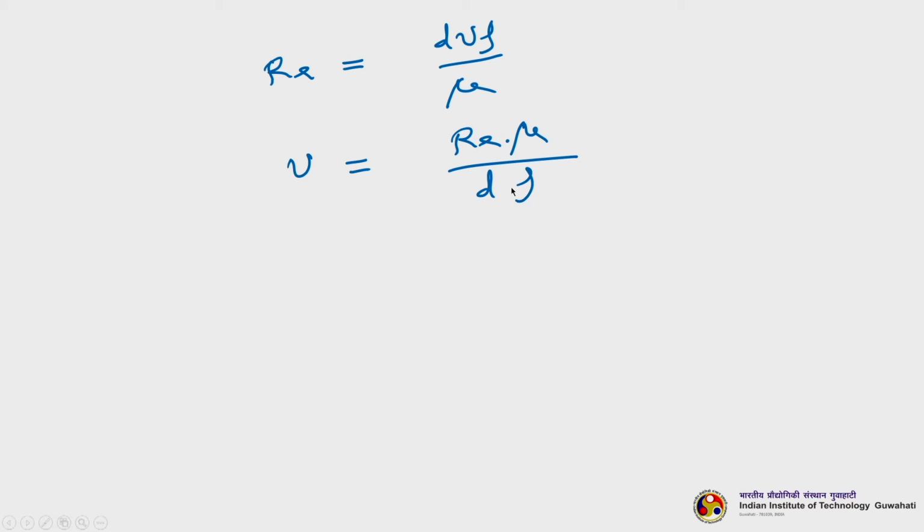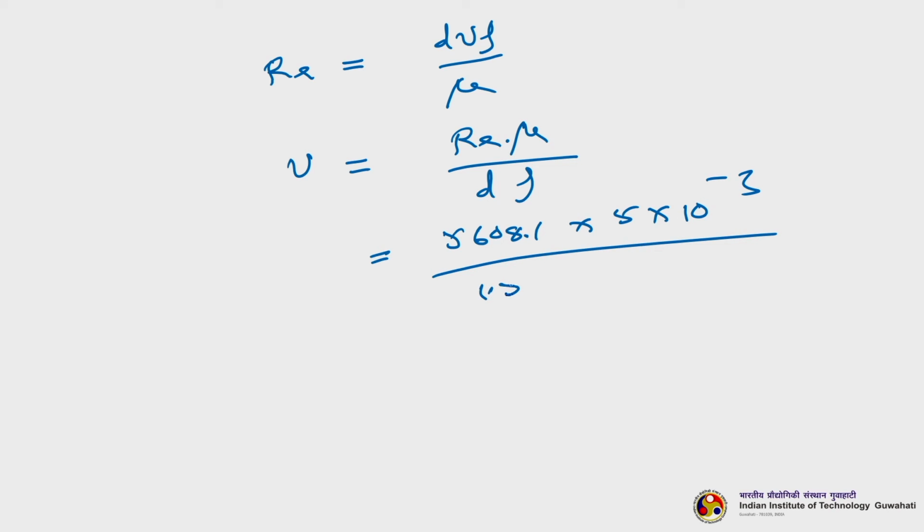Now, it is very easy to calculate the velocity. You know the Reynolds number equals dV rho by mu, or V equals Reynolds number times mu divided by D and rho, right. So, just substitute 5608.1 into viscosity, 5 into 10 to the power of minus 3, D is 1.5 into 10 to the power of minus 2, into rho is 1000. So, here you get V to be 1.86 meter per second.